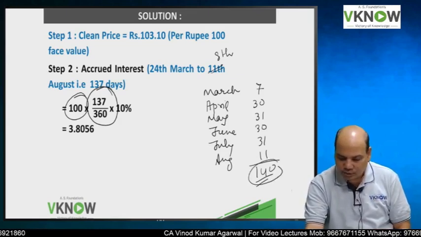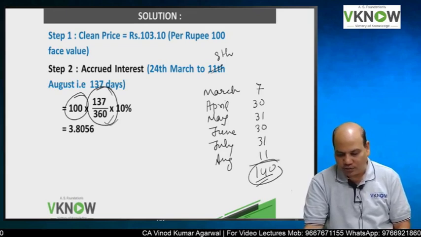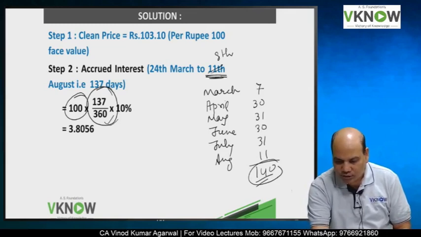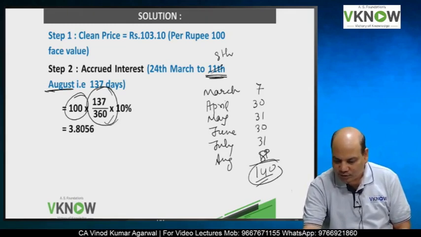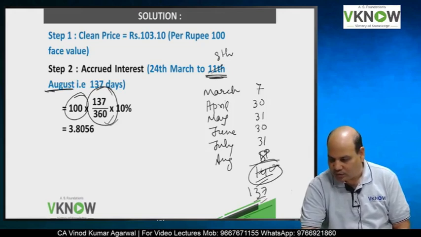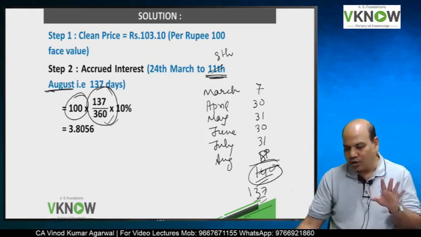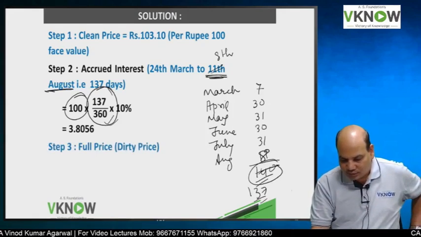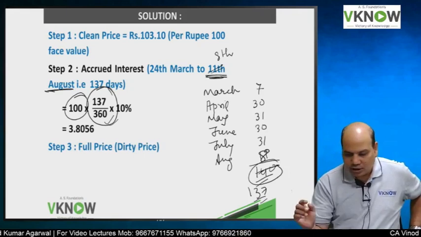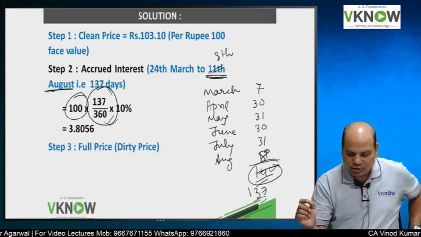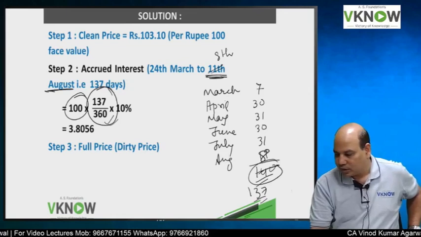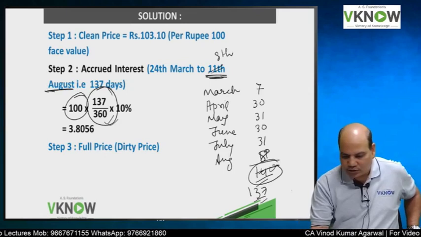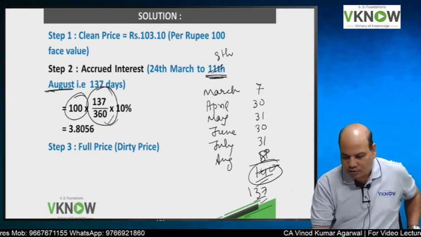140 is right, but I have already prepared the answer on the basis of 137 days. So I will request the student to change the date in the question to 8th August. It will become 8 and this will become 137. So everybody is saying 140. You are right, I was wrong. So I have changed the question. So just tell me the answer. Just tell me 100 into 137 divided by 360 into 10%. How much is that? 3.80. That means 137 I have used. Maybe mistake from my end, no problem.